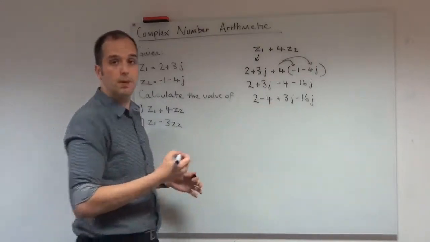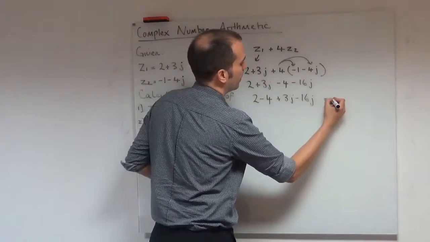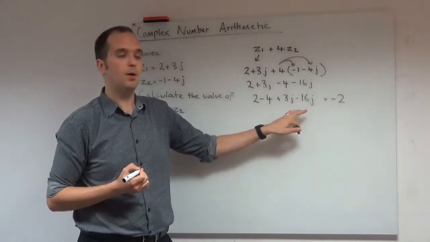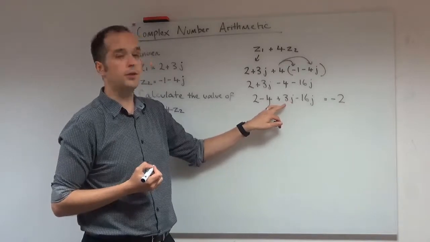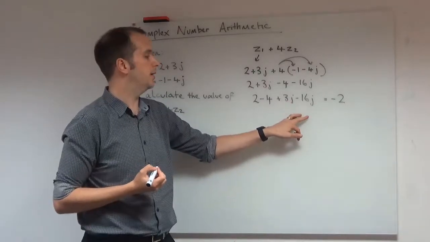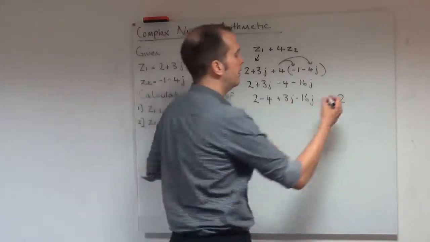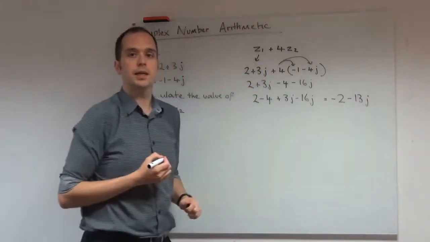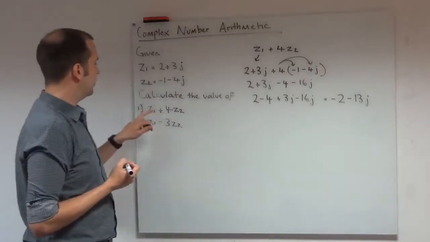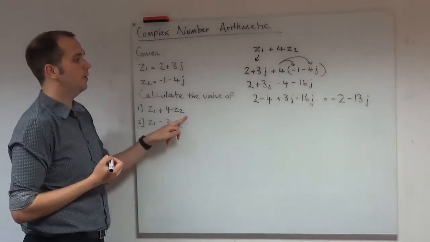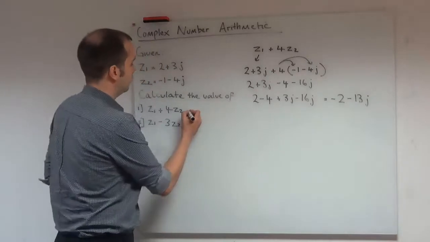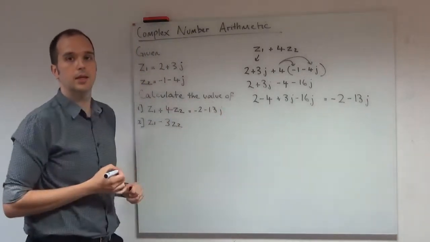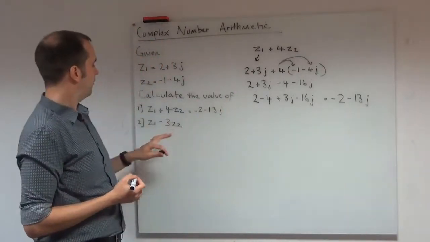2 minus 4 is minus 2. And 3j minus 16j, well, we just subtract the numbers, so it's the same as doing 3 minus 16, which is minus 13. So we'll have minus 13j. So the answer to Z1 plus 4 lots of Z2 is minus 2 minus 13j. So that's our first example done.